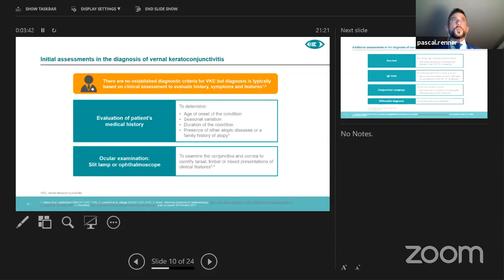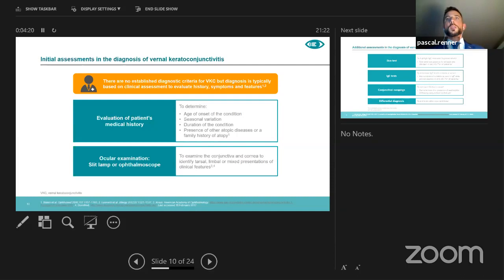So for the right diagnosis, things that can give you good hints are in the medical history of the patient. You will look at the age of onset, because those patients might actually take several years until they come to the specialist practice. You will look if there's seasonal variation, how long it has been going on, and also if there's a background, either in the family or in the given patient, of other allergy or atopy.